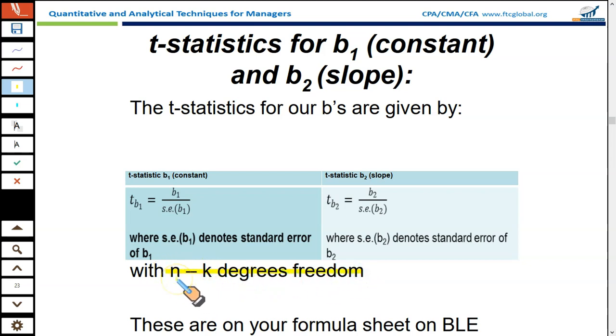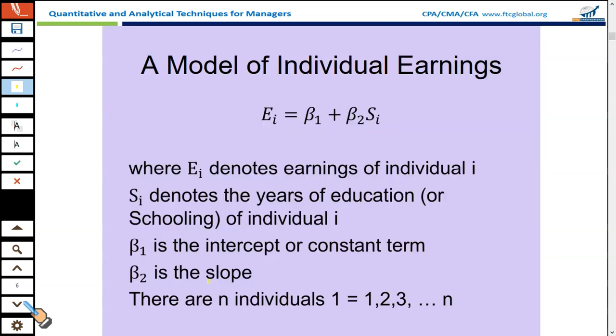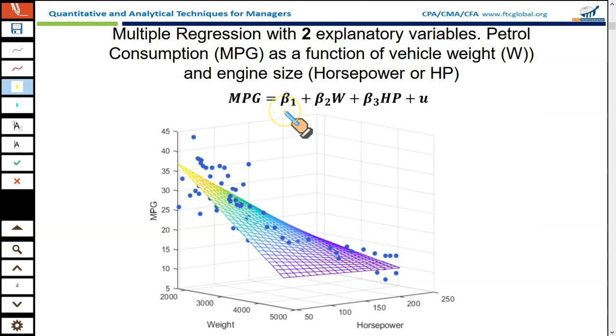What does n suggest here? N is the sample size, or the number of observations in our data set. And what is k? K basically counts each coefficient being estimated. For example, here k is 2. It includes the slope of one explanatory variable and the intercept. Here k is 3: the intercept, the coefficient of explanatory variable W, and the coefficient of explanatory variable HP, horsepower. We discussed this example a little while ago.